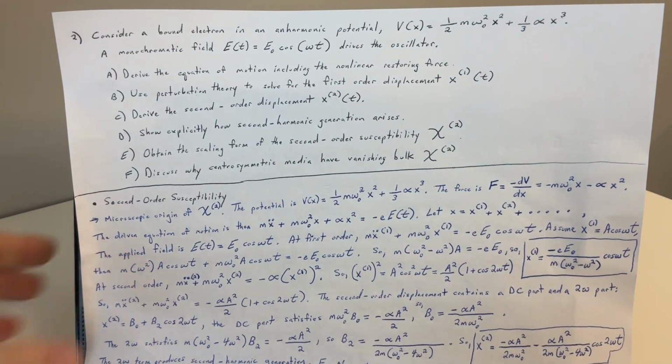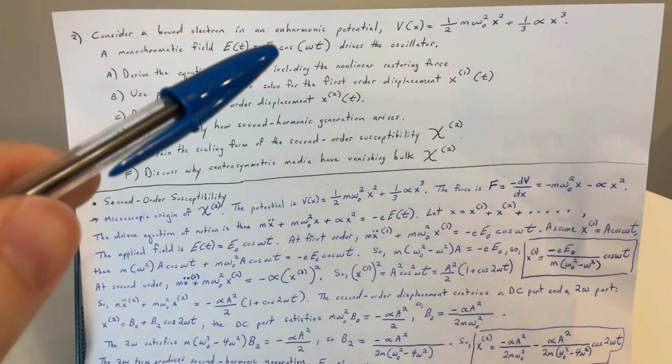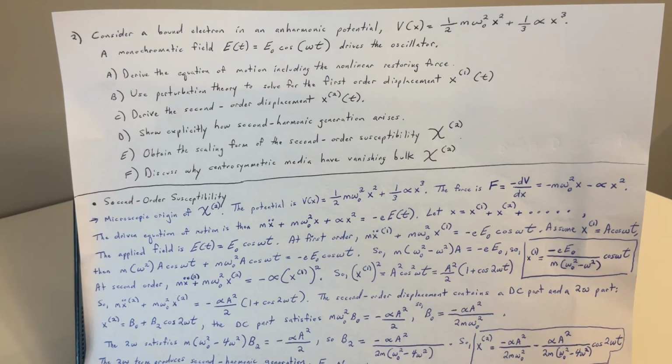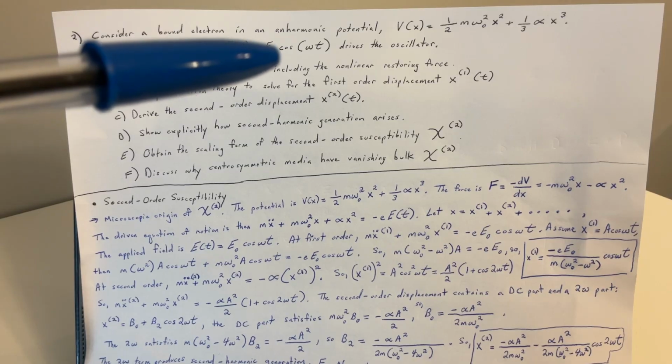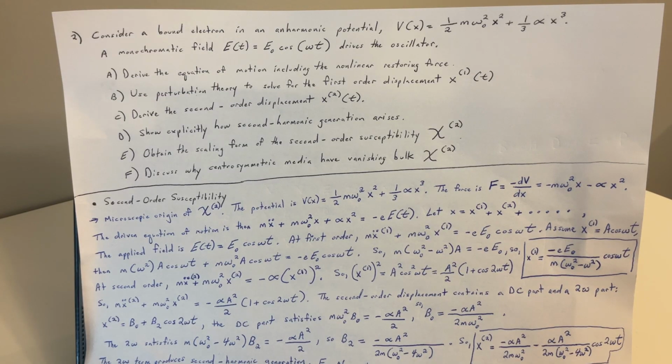So number 2 we'll do in components here. Consider a bound electron in an anharmonic potential, V of x equals 1/2 m omega naught squared x squared plus 1/3 alpha x cubed. So let's read out everything we have to do, and we'll do this in parts. Monochromatic field, E of t equals E naught cosine of omega t, that drives the oscillator. For part A, derive the equation of motion including the nonlinear restoring force.